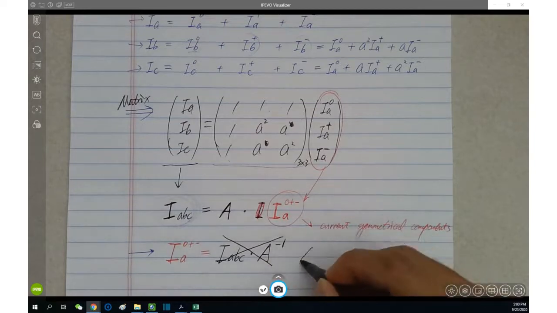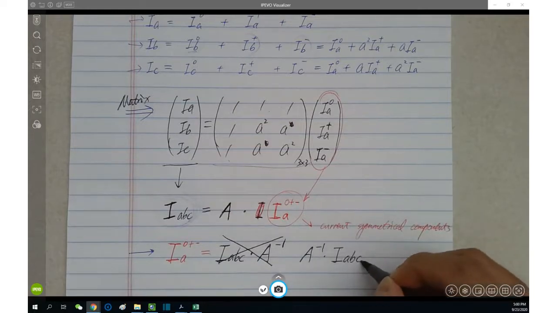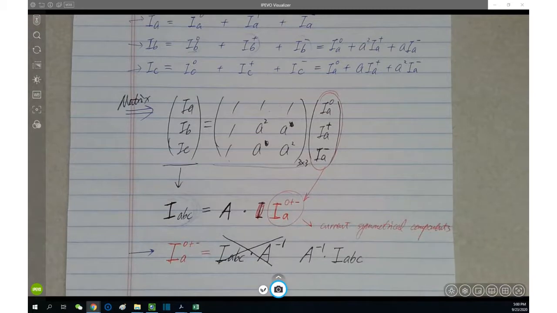Instead, it is A inverse left-multiplied by the total current. By the way, these two are absolutely different. In matrix operations, you can't reverse the order because it matters. It's not like regular algebra. It's matrix algebra, so it's different. But why is that? Why is this not this?